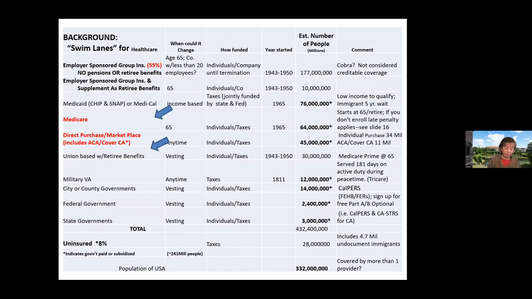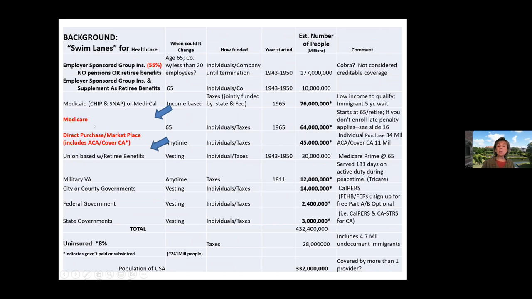Number one, 55% of America is in this top category called employer-sponsored group insurance. And again, that's how America gets their healthcare coverage. We have 177 million people in that swim lane. The next big one is Medicaid. In California, that's called Medi-Cal. And again, we have another 76 million in that swim lane.